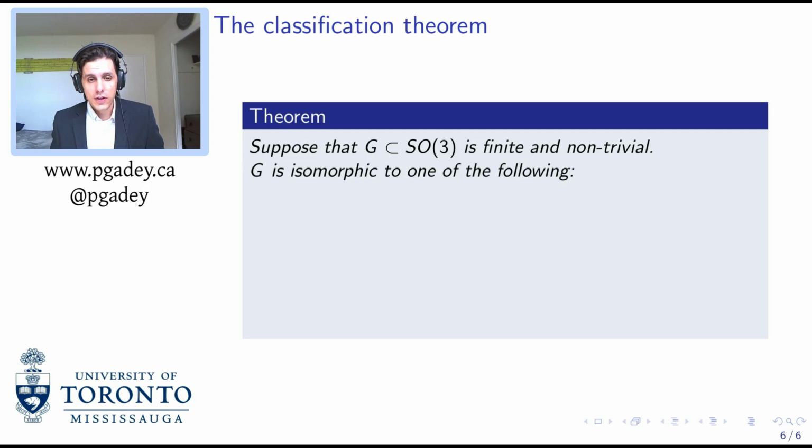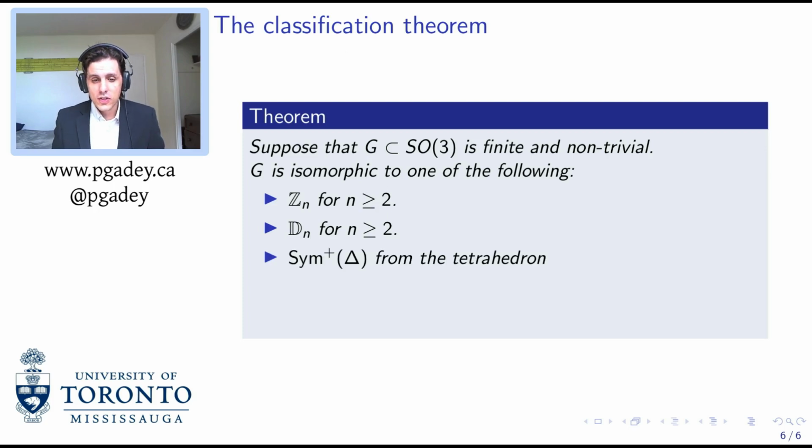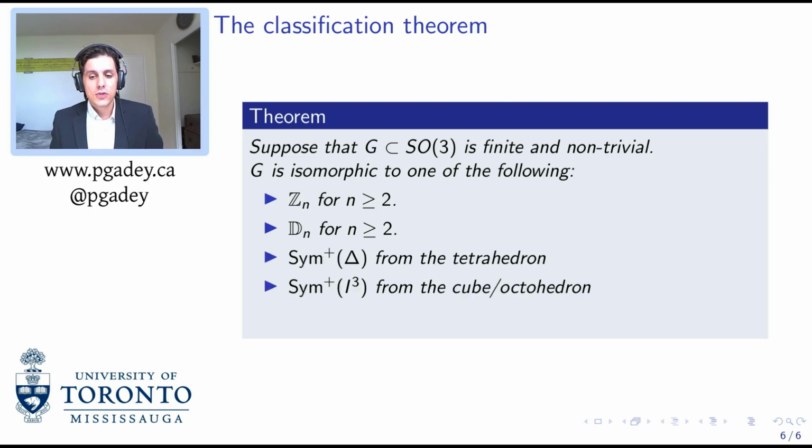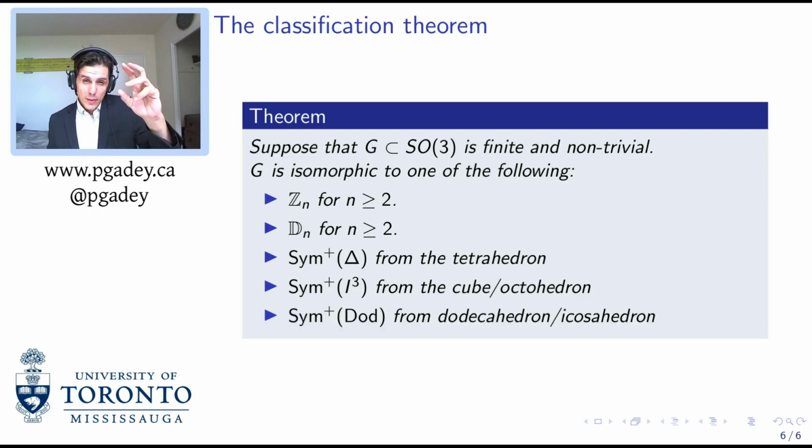It's either a monohedral group for n greater than or equal to 2, a dihedral group for n greater than or equal to 2, the symmetry group of the tetrahedron, the symmetry group of the cube or the octahedron, and the symmetry group of the dodecahedron or icosahedron. Right? So we've got these two infinite families, the monohedral and the dihedral groups, and then we've got these three special groups corresponding to the tetrahedron, the cube, and the dodecahedron.